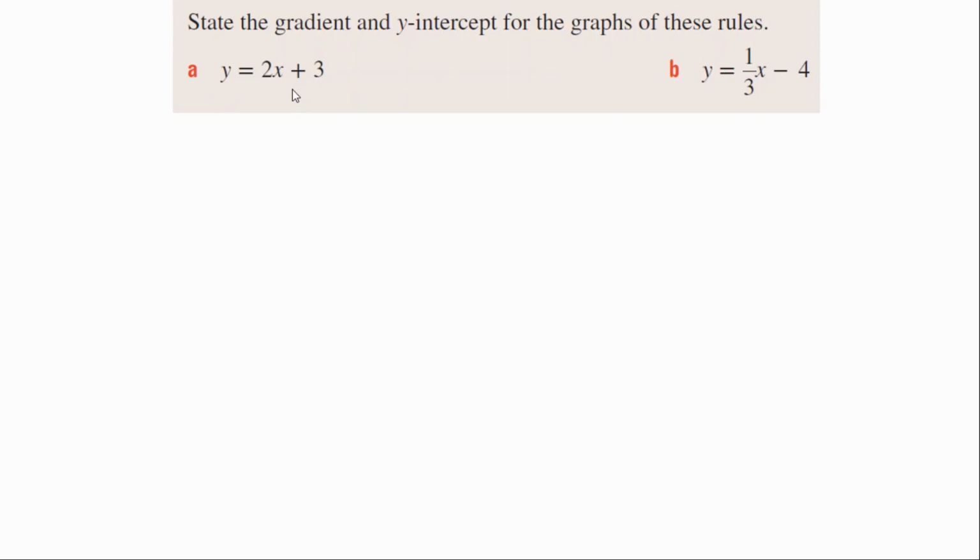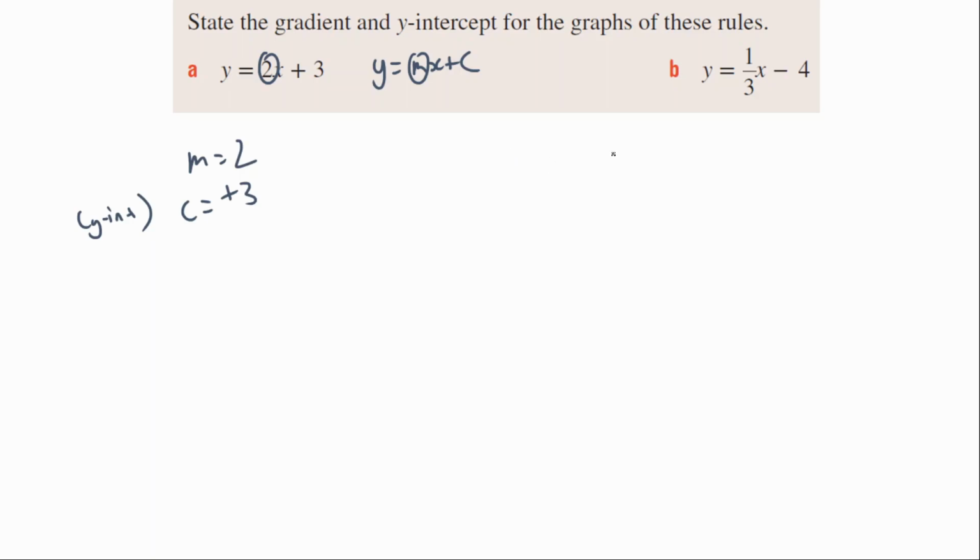So for y equals 2x plus 3, remember it's just y equals mx plus c. Can you see that? m would just be the 2. So we know that m equals 2 there. The gradient for this equation is in fact just 2. And c, or the y-intercept, I'll just write that, the y-intercept is positive 3. So already we know that the gradient is 2 and the y-intercept is positive 3.